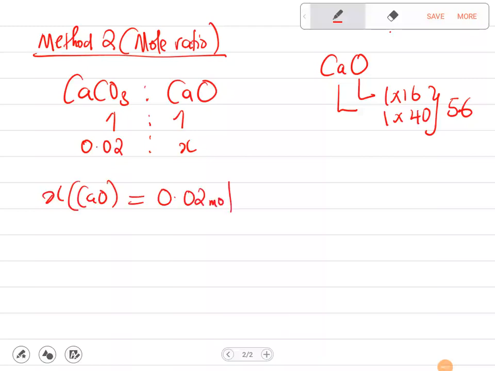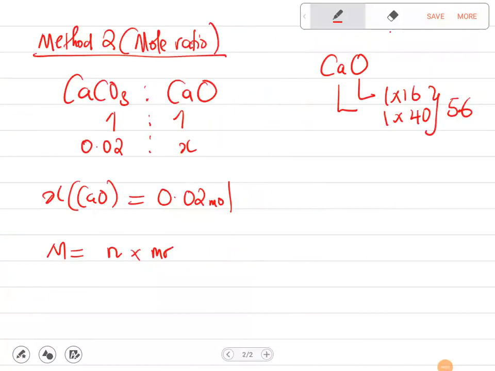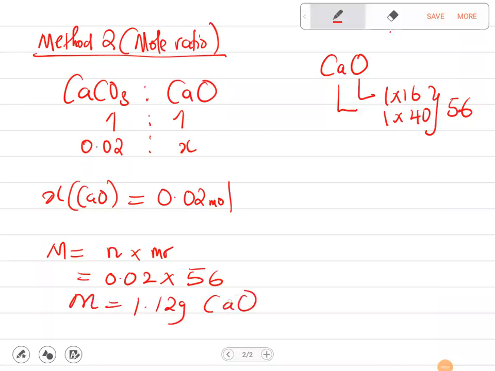Now, remember the question is asking us to find the mass, right? So mass is equal to number of moles times the molar mass. From the same formula that we used here, we're just making the substitution. So the number of moles is 0.02 multiplied by the molar mass, which is 56. So 0.02 multiplied by 56 gives you 1.12. The mass is equal to 1.12 grams for calcium oxide. You can see that this is what we found at first.